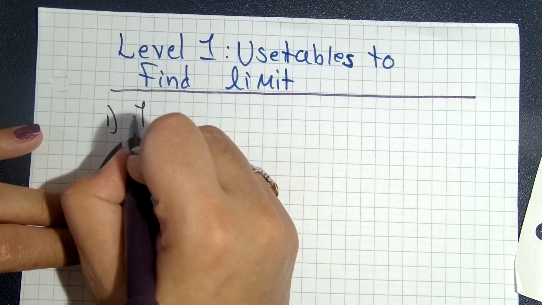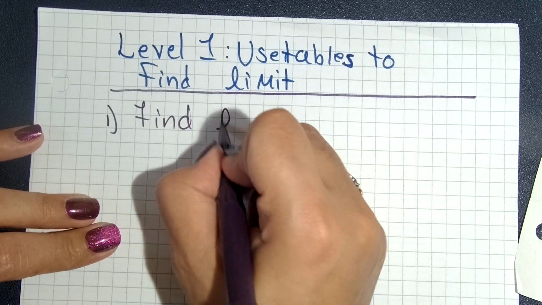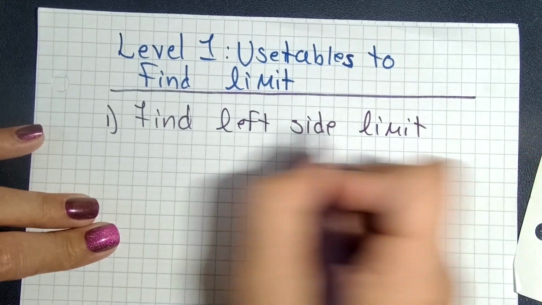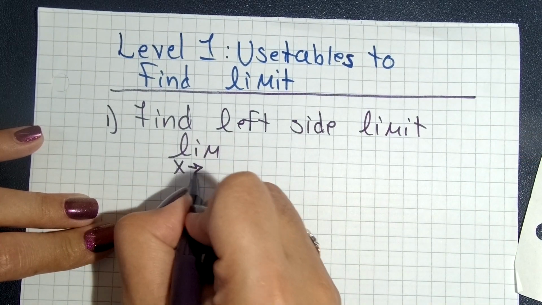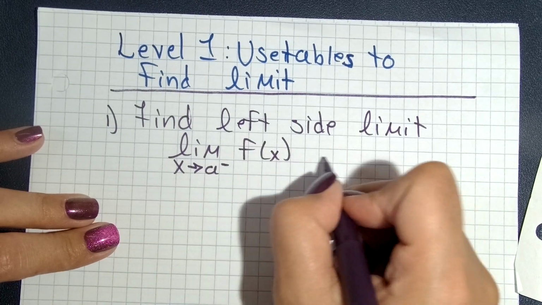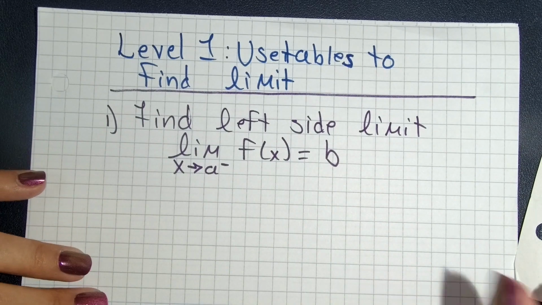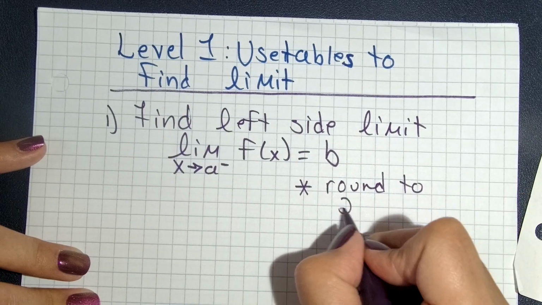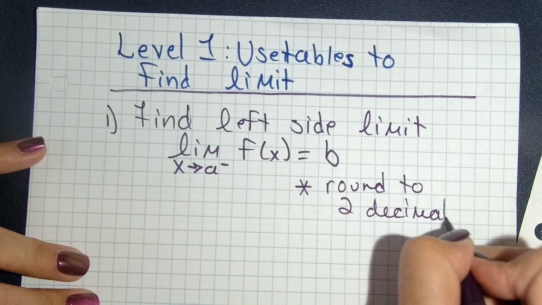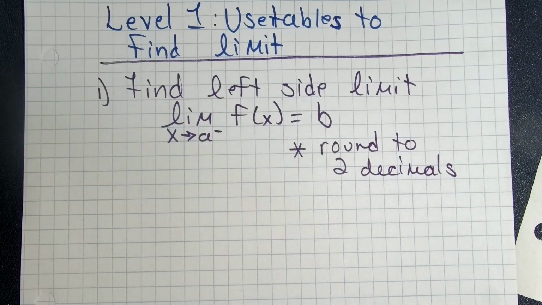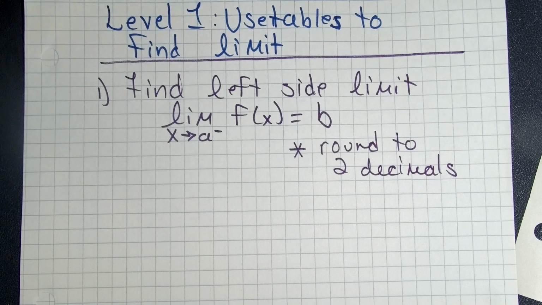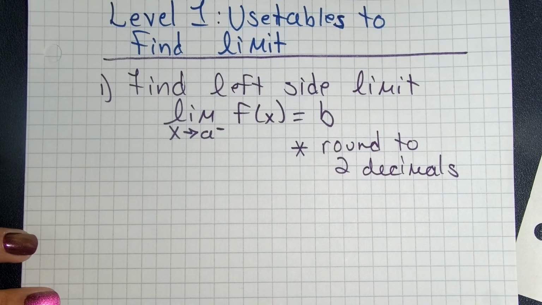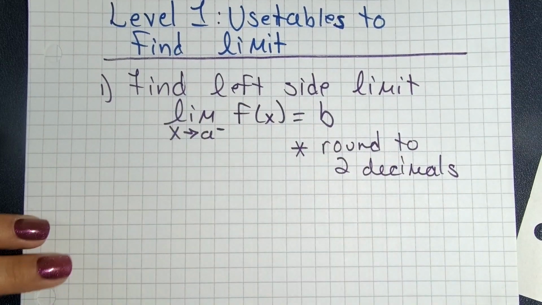First thing you're going to do is find the left side limit. So remember, it's going to be the limit as x approaches a from the left of f of x, and it's going to be equal to some number b. I want you, where possible, to round to 2 decimal places. You'll see what all this is in a second, okay?